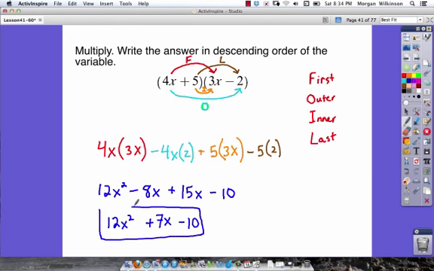We've written it in the descending order of the variable because we've got the 2, the highest degree first, then the 1, then the 0, and we're all done. Let's look at our next problem.